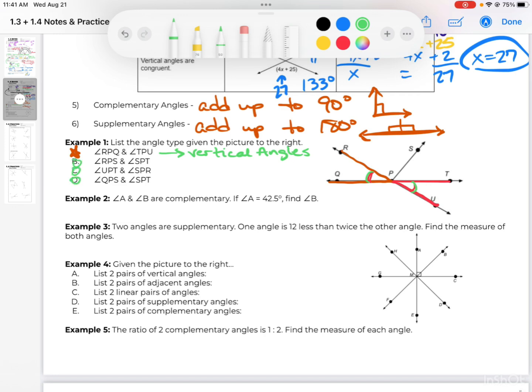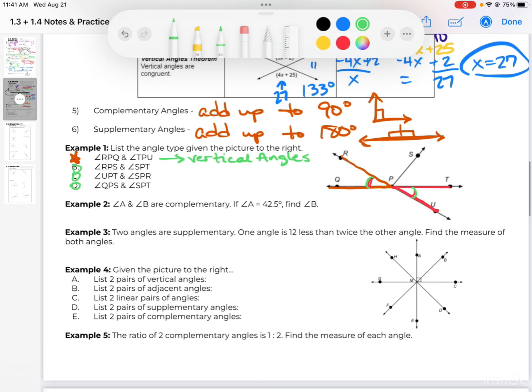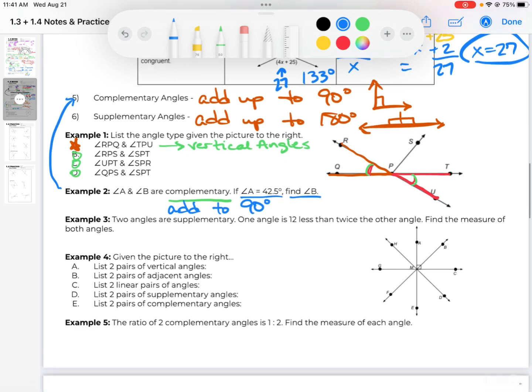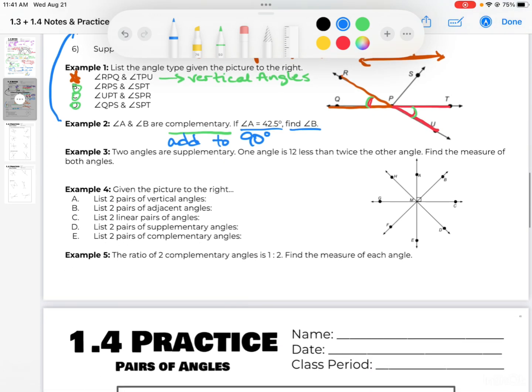I want you to see if you can do B, C, and D on your own. The next one, it says A and B are complementary. That kind of key word right there goes back to our note on 5. They're complementary, so they add to 90. And it tells you that one of them is this. So you need to find the other. Remember that together they add up to 90.